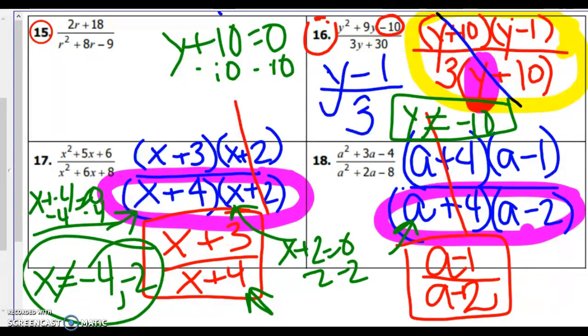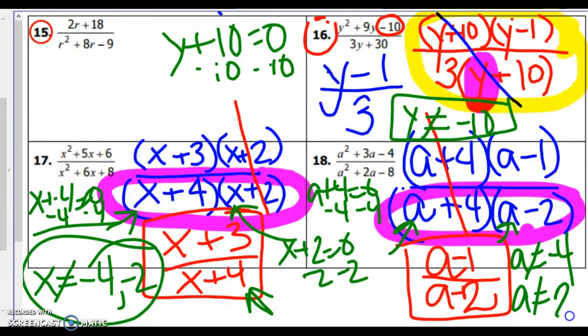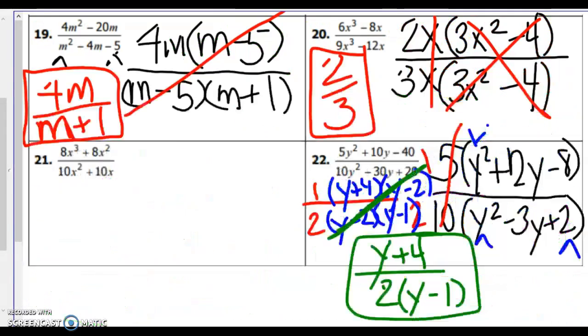What does a have to be? Well, if I wrote it out, a plus 4 equals 0, hopefully you'd see you have to subtract 4 from both sides. So a cannot be negative 4. Now, can you figure out what it is right there? A can't be 2.